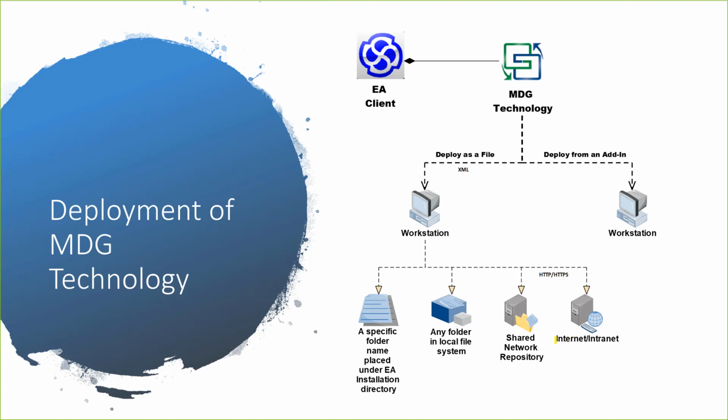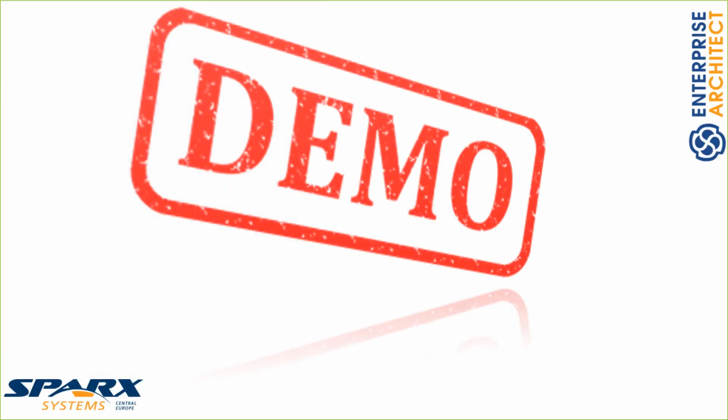Or here is the last option: in case you're using SVN, or your company is quite big, you can store the XML file there, and then everyone can access it. Everyone within the WAN infrastructure can access it. All right, now it's time for the live demo.